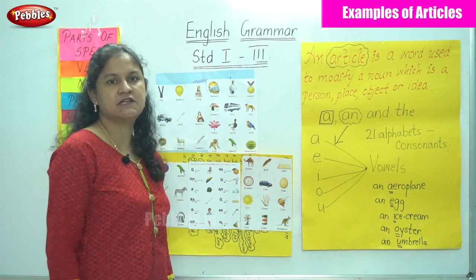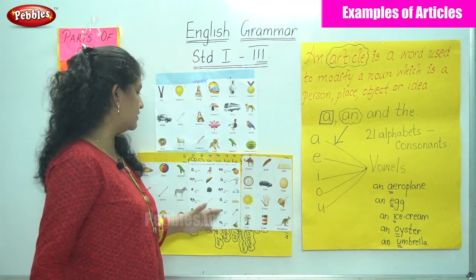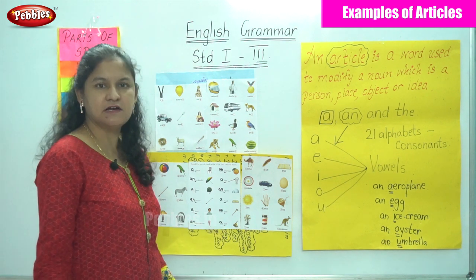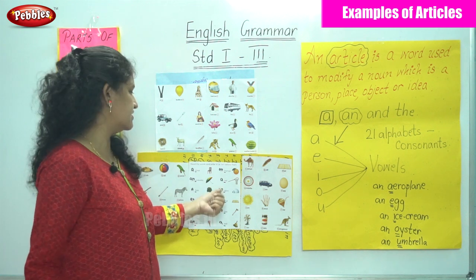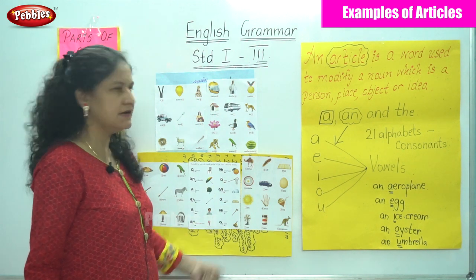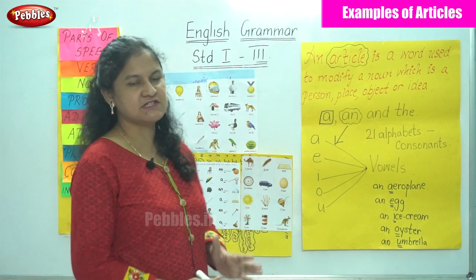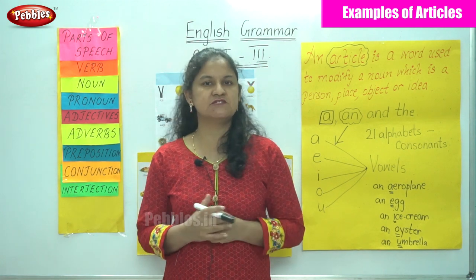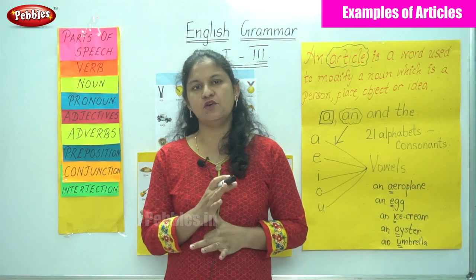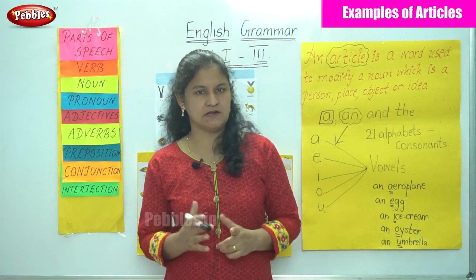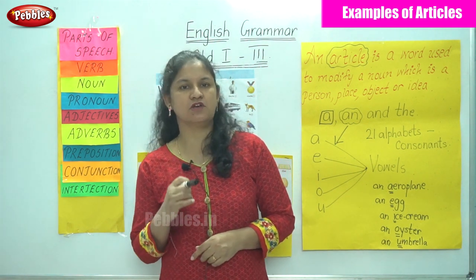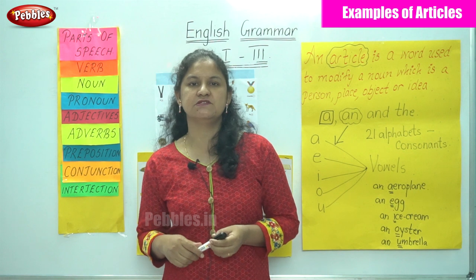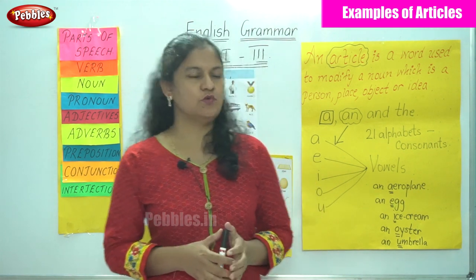So I use the article an before words that begin with the vowel, that is O, I and A, and I use the article a before words that begin with a consonant, that is N, M and B. So I repeat this once more. We write the article an before words that begin with the vowels A, E, I, O, U, and I use the article a before words that begin with a consonant, that is the remaining 21 alphabets apart from the vowels.